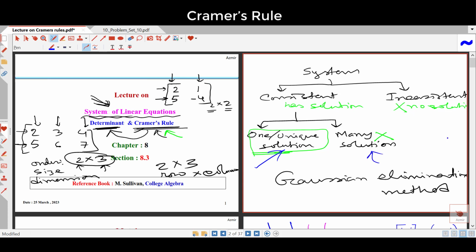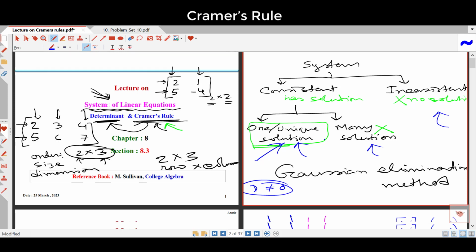It doesn't give us any conclusion for many solutions or no solution. It is only applicable for one solution. That means if the determinant of the coefficient matrix is non-zero, then only Cramer's rule can be applied, otherwise not.